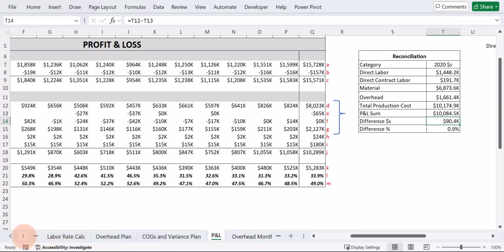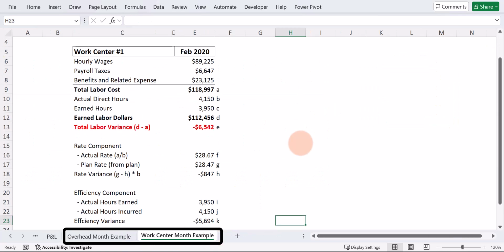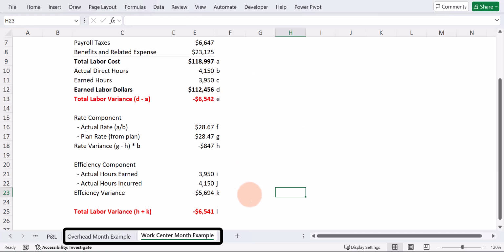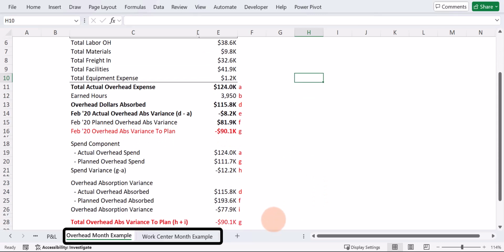Now, the last two worksheets just show you how you would come up with, say, what the different labor variances would be in a prototypical month and how that gets calculated, and also where all the overhead, absorption, and spend variances come from and how they're calculated, just as an example, so you can see how you would analyze this on a monthly basis.